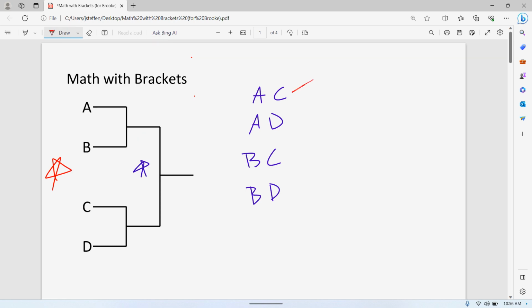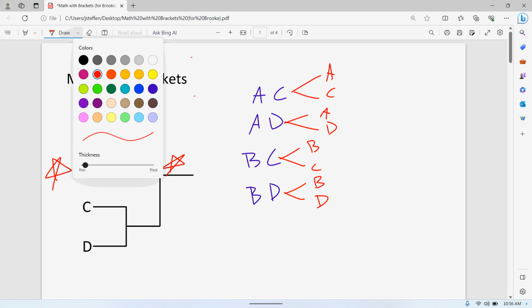Each one of these outcomes is also going to have another outcome. So out of A and C, when they play each other in this third game right here, it's either going to be A wins or C wins. And out of AD, either A wins or D wins. Out of BC, either B wins or C wins. And out of BD, either B wins or D wins. So now, how many options do we have?